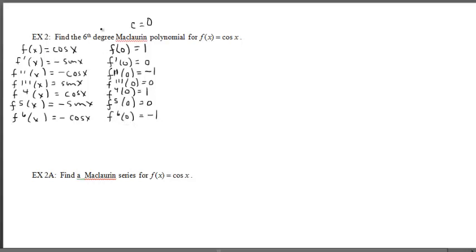All right, I think we have everything we need to build the 6th degree polynomial. Looking back at the formula, it's the functional value at the center, so we're going to start with 1. Then we're going to add f prime at 0 divided by 1 factorial. Well, f prime at 0 is 0, so we're not going to have that odd term there. So I'm going to go over to the 2nd degree term.